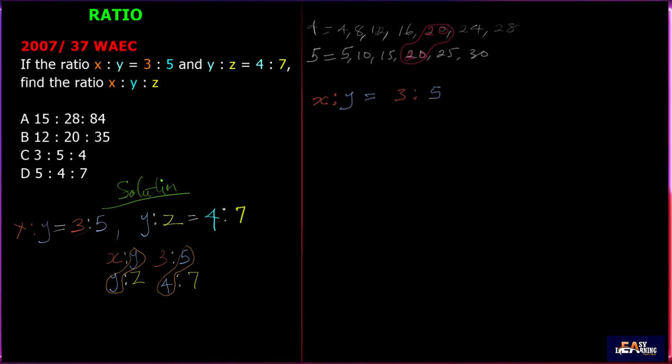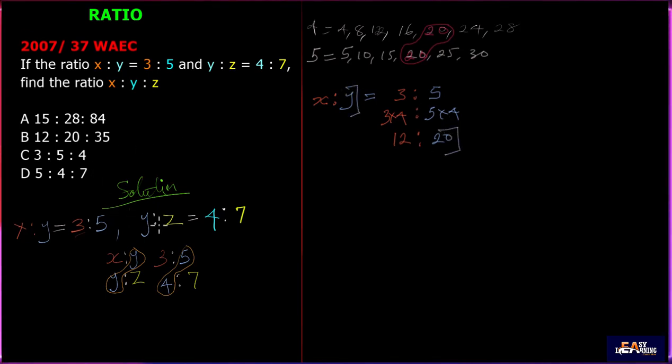So here will now become 3 times 4. We now multiply the other one, 5 times 4. 3 times 4 we know is 12. So here becomes 12 is to, and then 5 times 4 is 20. So we're able to have y here as 20.